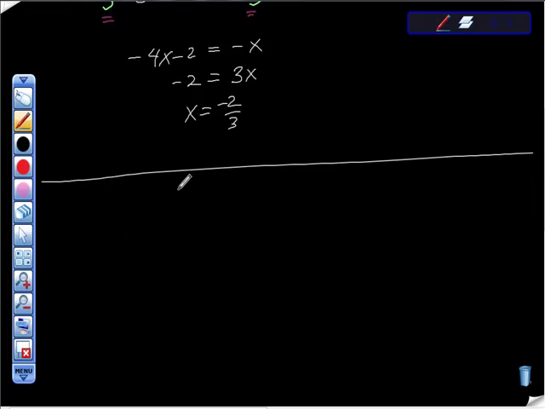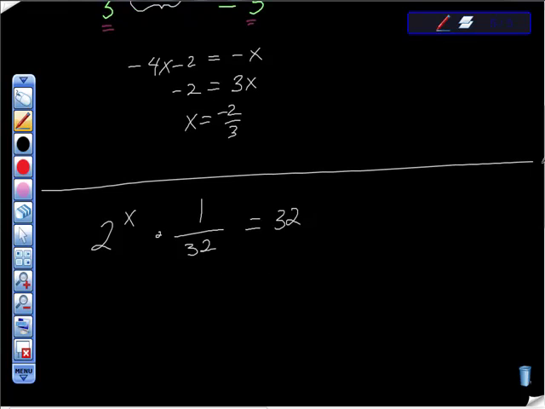This one is similar, but different. We have 2 to the power of x times 1 over 32. So you see where the problem is here. And this is the problem that your professor or your teacher is going to get you on, because you're going to say, oh, yeah, Charlie was saying we had to have like bases, and we don't. Well, here's a question.